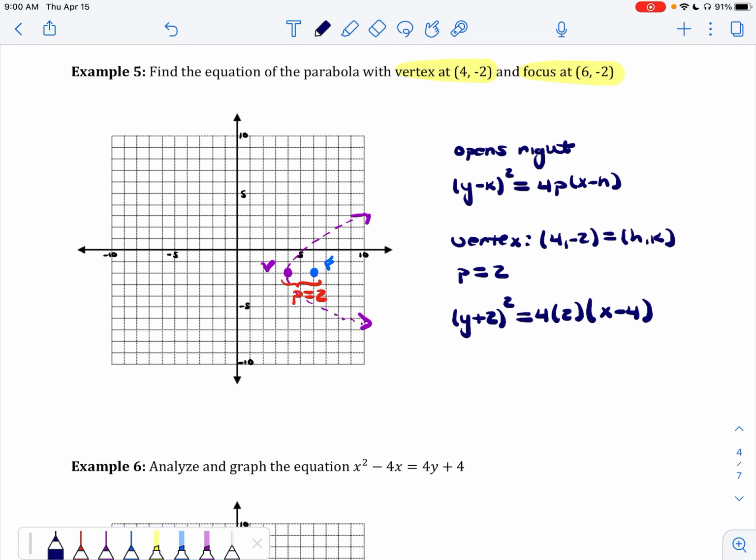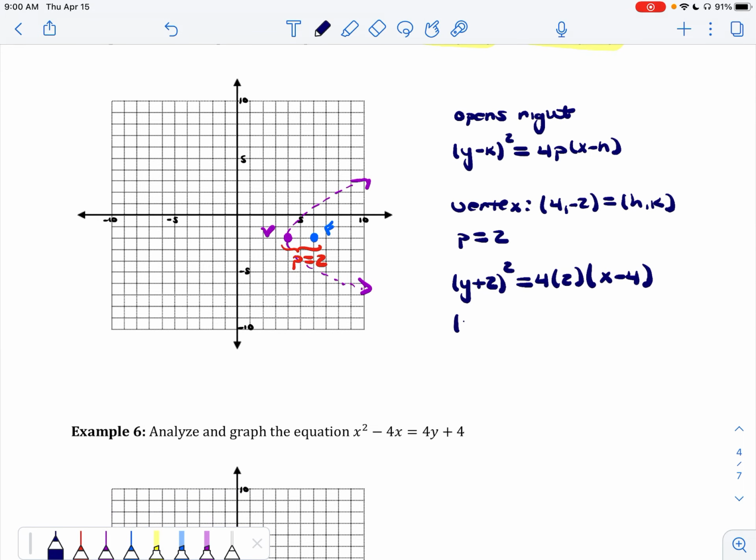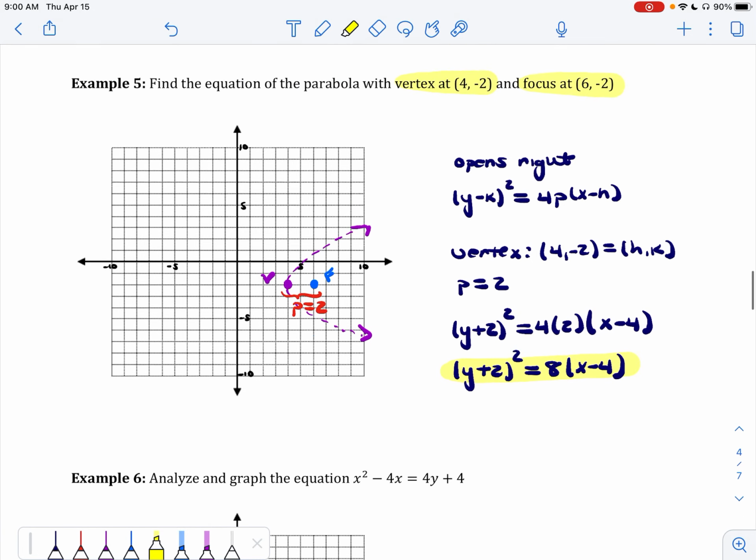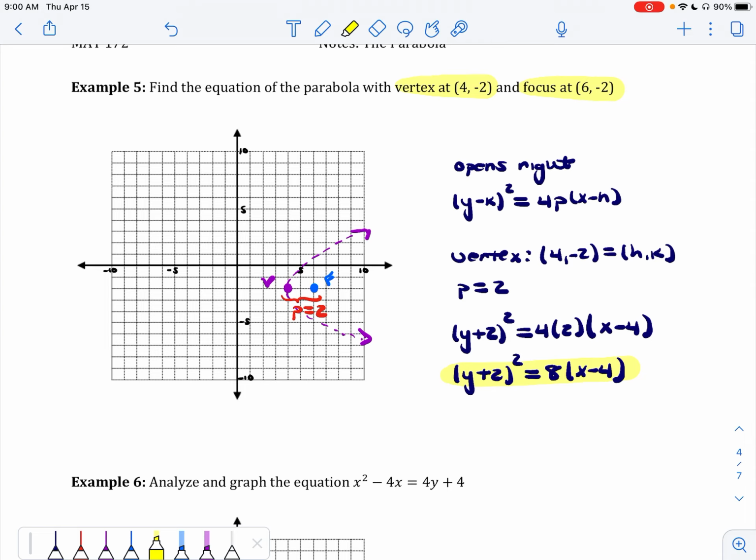So definitely be careful there to make sure you're putting the x with the x and the y with the y. Okay, so then just simplify this a little bit. So we're going to have (y + 2)² = 8(x - 4). So that is our answer. I always recommend, guys, that when you're trying to find the equation of a parabola from given information, you make a sketch of it, because I think that helps organize the information if you have a visual of it, and it'll make the process easier to find the equation.